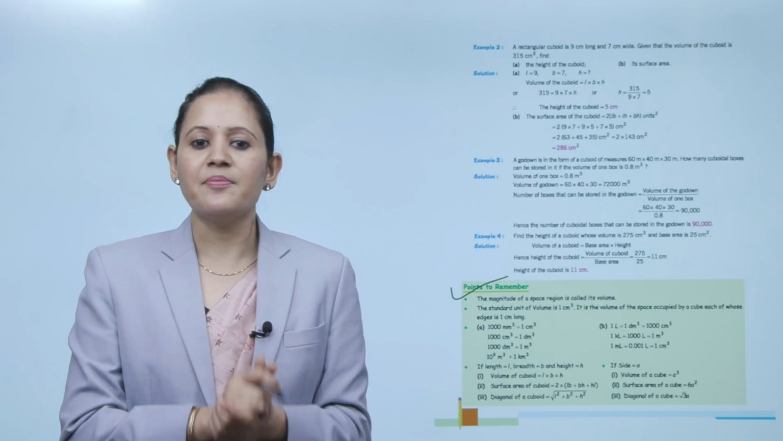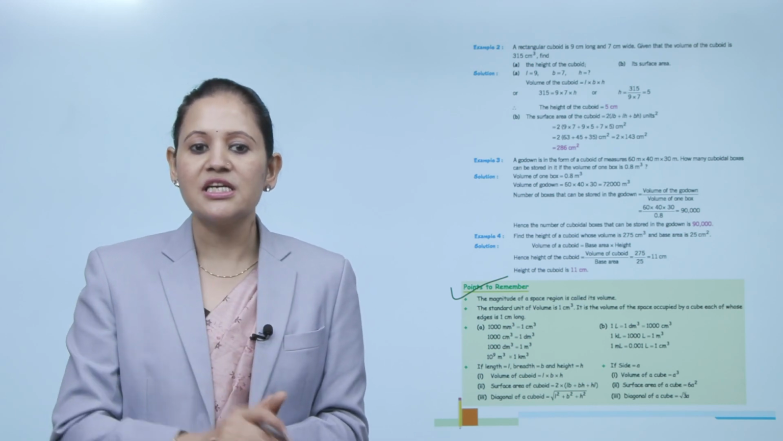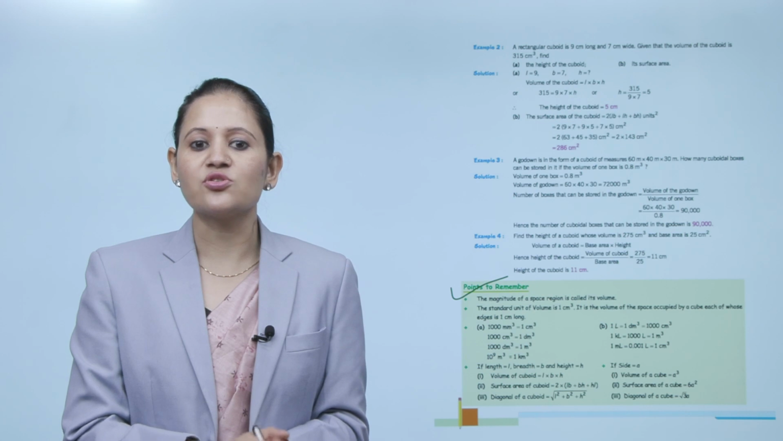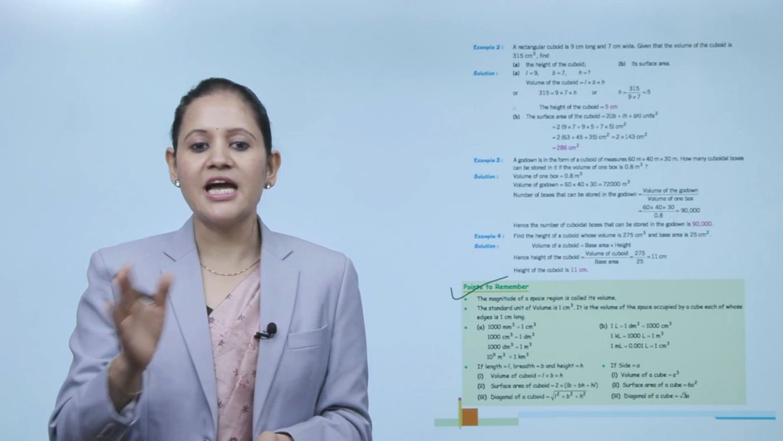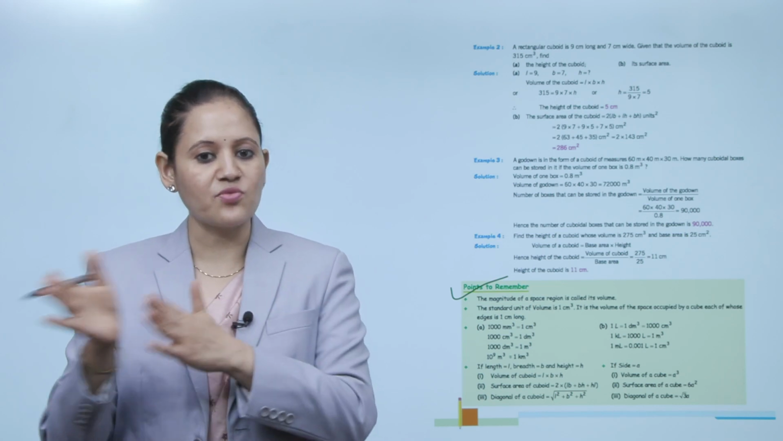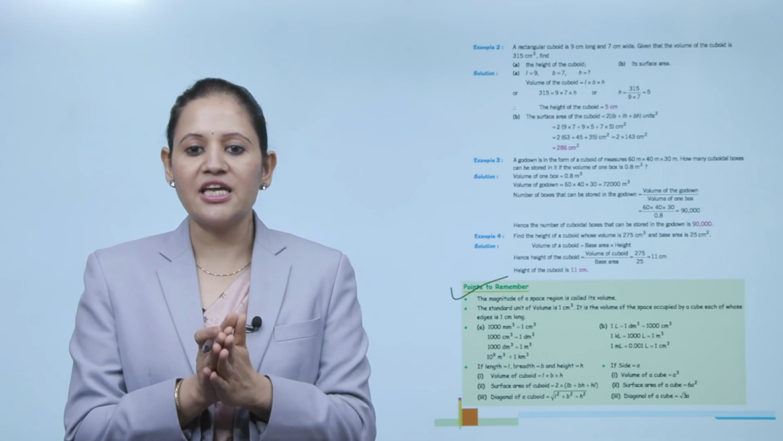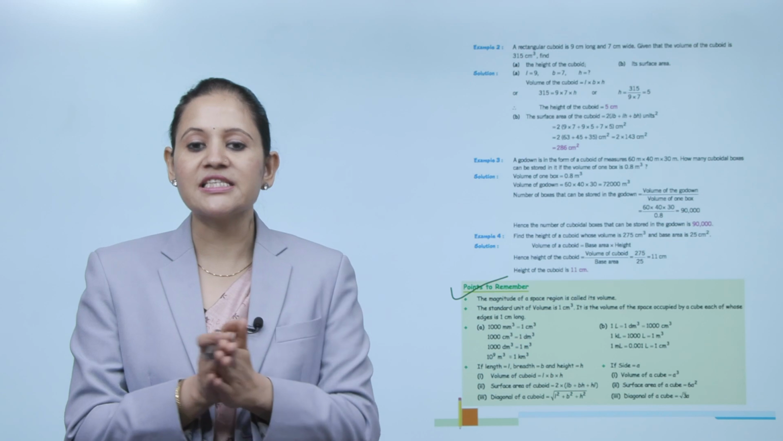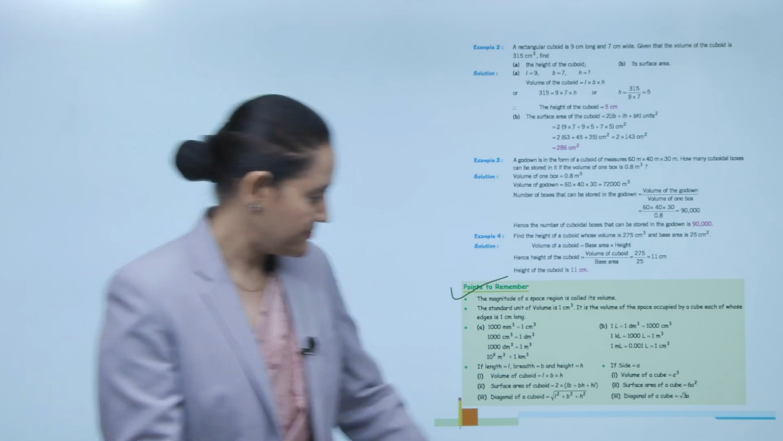If the length is L, breadth is B and height is H, then the volume of the cuboid is L into B into H. Surface area of the cuboid equals 2 into L into B plus B into H plus H into L. Diagonal of the cuboid equals root of L square plus B square plus H square. If the side is A, volume of the cube is A cube, surface area of the cube is 6A square and diagonal of the cube is root 3 A.